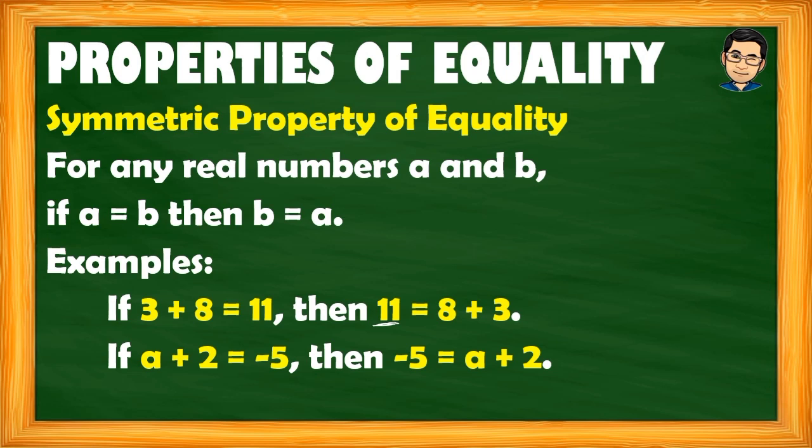And then we also have a plus 2 is equal to negative 5, then negative 5 is equal to a plus 2. So baligtarin man natin yung position ng mga numbers na yan or terms, expressions, equal pa rin po sila both sides.